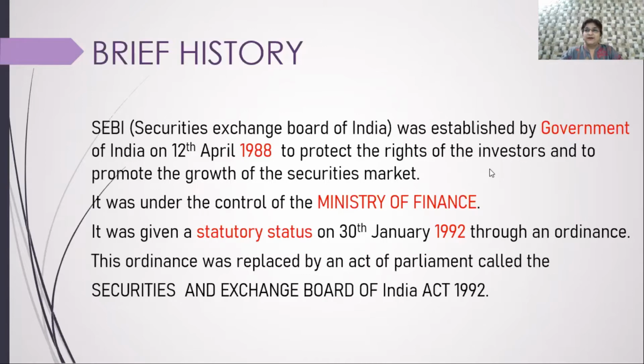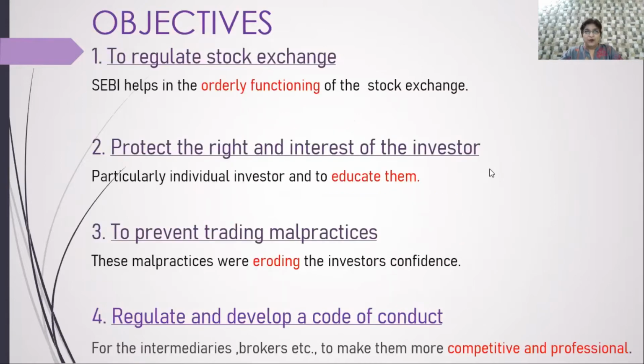Now let us see, what does SEBI do? So let's start with the objectives. The first objective of SEBI is to regulate the stock exchange. So stock exchange is very big and it has a lot of money involved in it. So it needs to be managed properly. Therefore, SEBI regulates the working of the stock exchange.